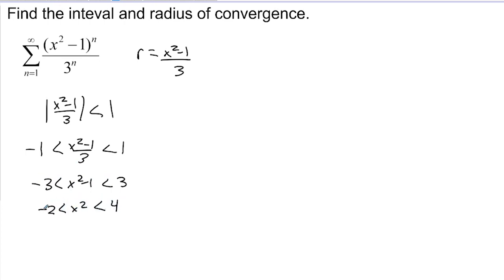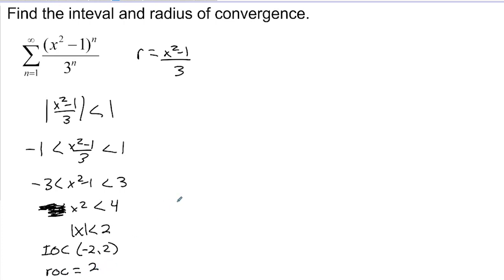But x squared is always going to be bigger than negative 2. So we can kind of get rid of this. We don't need that part. Now there's a couple ways to solve this one. In order for x squared to be less than 4, x has to be less than 2. That means the interval of convergence is going to be the absolute value of x less than 2 when we square root. So we're looking at negative 2 to 2. And the radius of convergence is equal to 2.